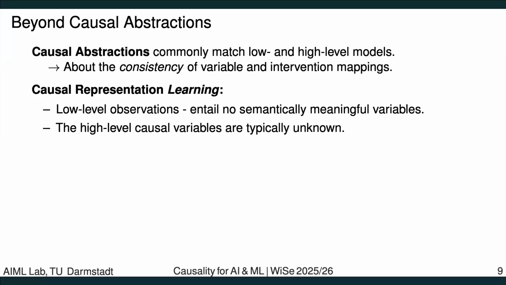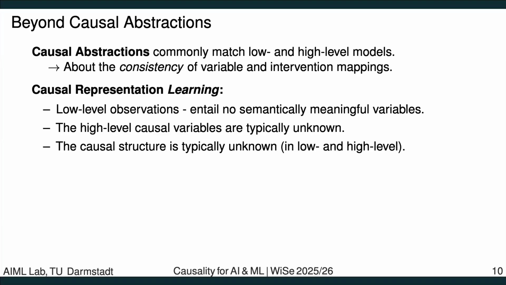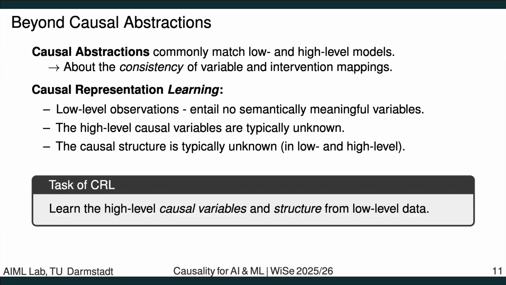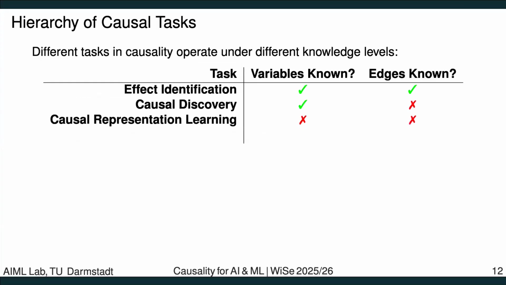And the high-level variables are typically unknown. So we first need to recover them to find groups or clusters or some sort of representation that makes sense to the model and most importantly to us. Yeah, and with that comes that we usually don't know the causal structure as well. And that's then basically the task to discover the variables and the structure from data.